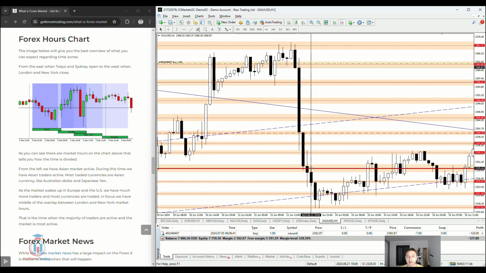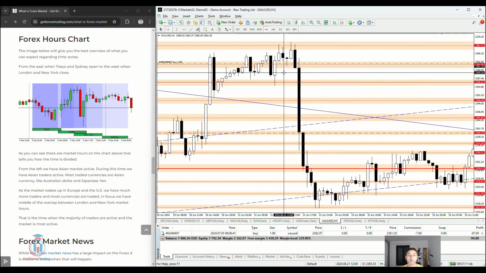Then in the afternoon, around this point, the London session closes, and then you have only the New York session active. Later in the evening, around 9 o'clock, the New York session also closes. You can see here at 9 o'clock, there are small candles after that because there is small volatility when only the Sydney session is active. And so on.